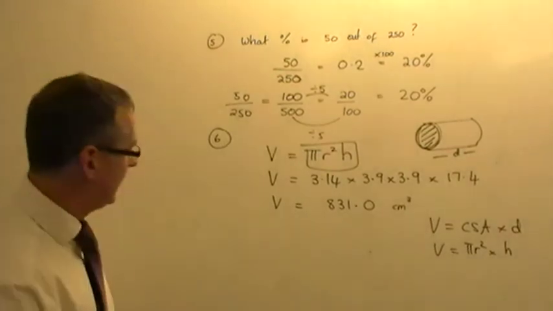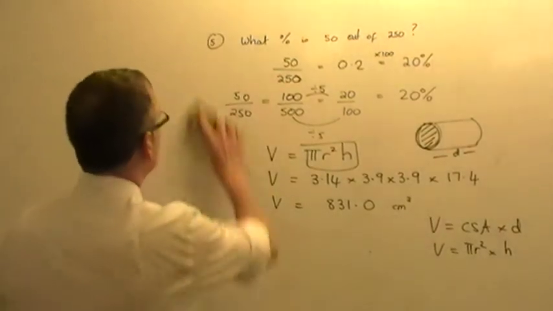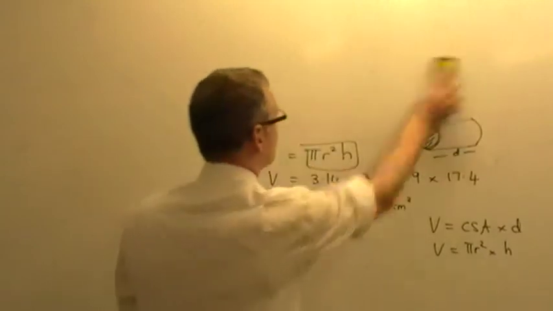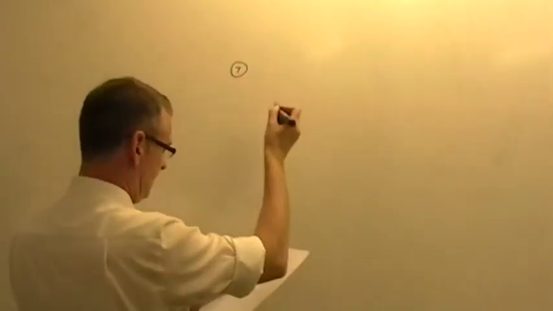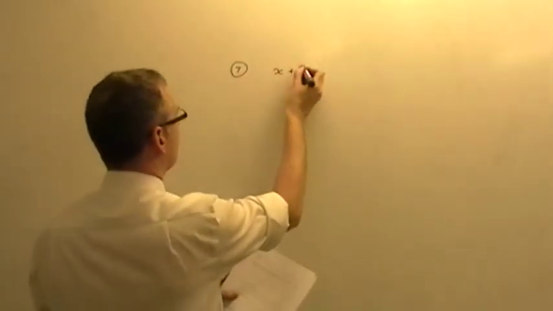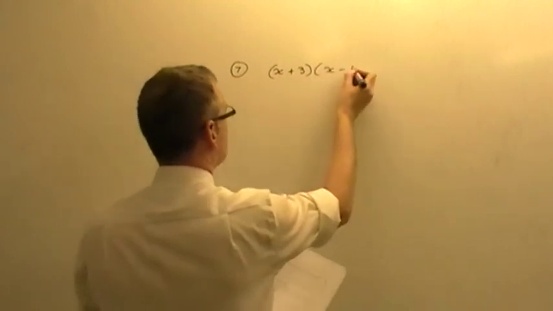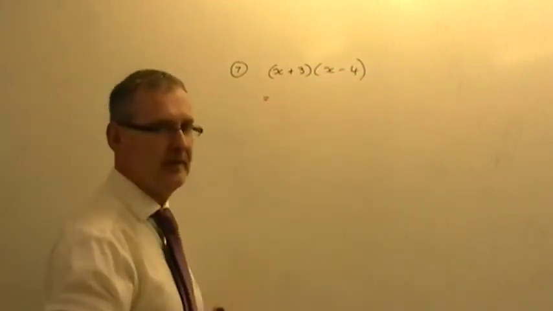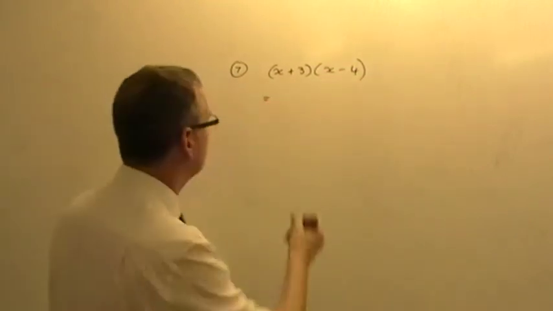Okay, right, number 7, we're running a bit short of time because I don't want to make the videos too long. But see if we can just finish this off very quickly. Question number 7, we have to expand and simplify x plus 3 multiplied by x minus 4. Without explaining why we do this, this is what you need to do.